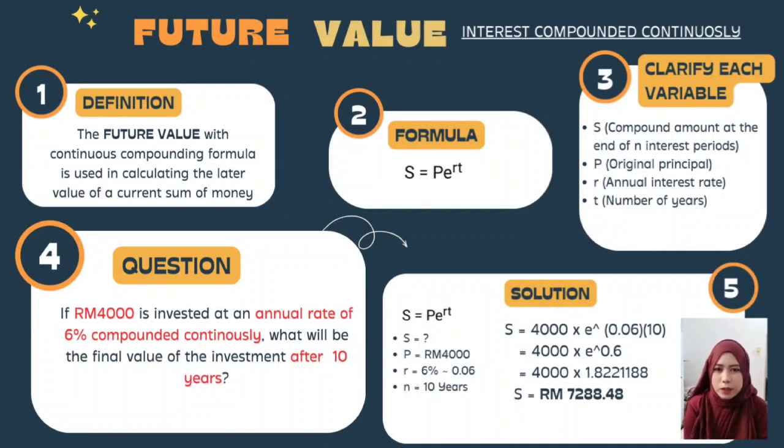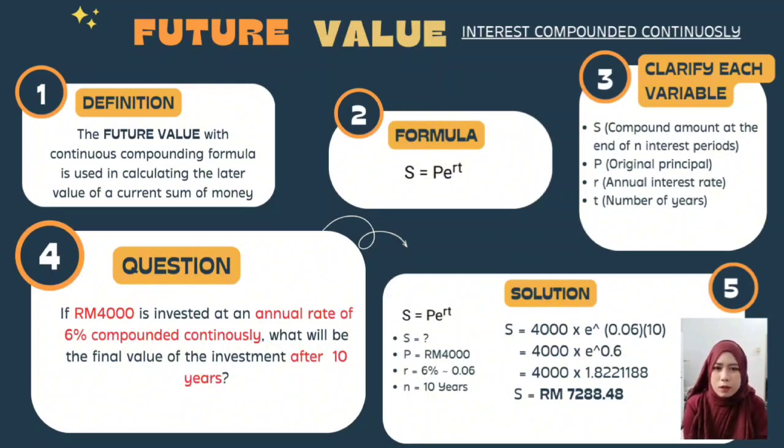Next is the future value with interest compounded continuously. The definition: the future value with continuous compounding formula is used in calculating the later value of a current sum of money. The formula we will use is S equals P e to the power of RT. We can clarify each variable: S is the compound amount at the end of the interest period, P is the original principal, R is the annual interest rate, and T is the number of years.